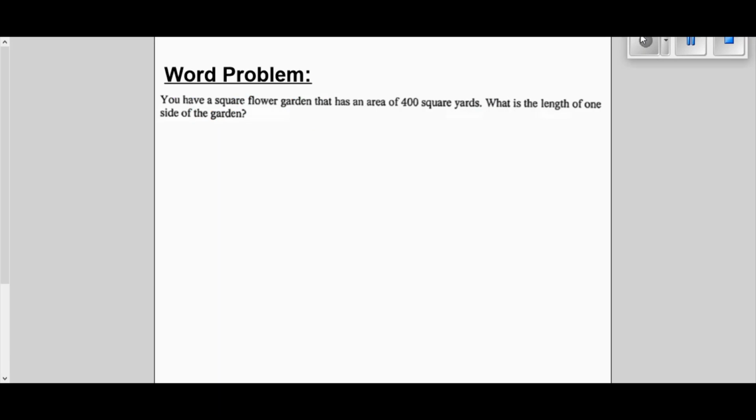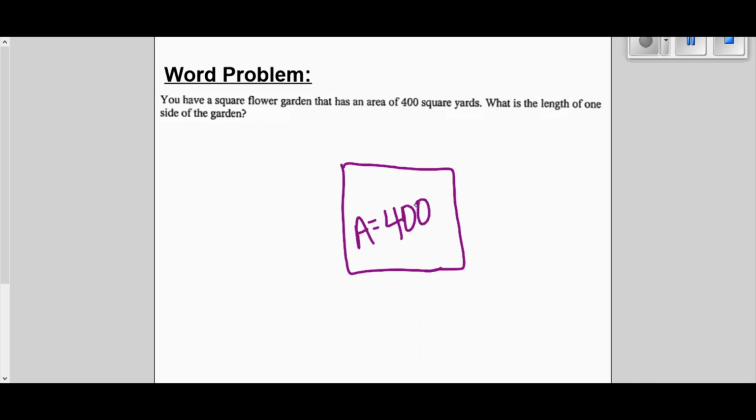So you have a square flower garden that has an area of 400 square yards. What is the length of one side of the garden? So here what they're telling you is you have a square. So here's my square. This is my garden. The area of my garden is 400 square yards. So they want to know what's the side length of one of your sides of your garden. So remember, in a square, the sides are the same. So we could call them S and S for side. Your sides are all the same.